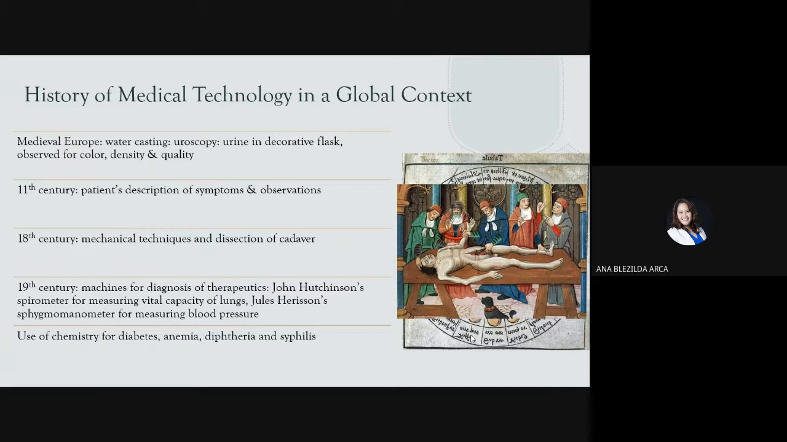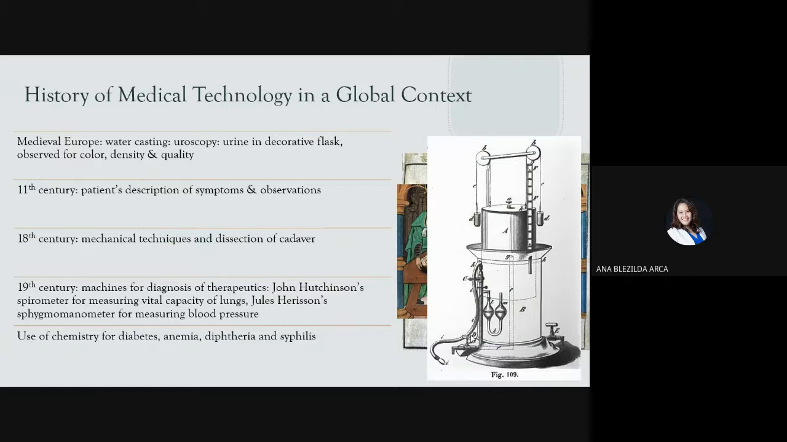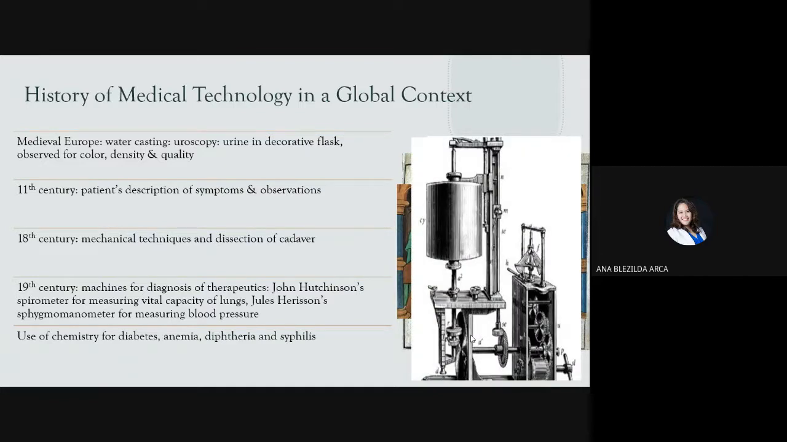And then during the 19th century, this is now the time of the machines. So dito nagsimula ang innovation. Okay, nagsimula na ang invention of the machines. The first is John Hutchinson's spirometer. This is it, that one, for measuring the vital capacity of lungs. They also have the Jules Harrison's sphygmomanometer for measuring the blood pressure. And also during 19th century, this is now the time they recognize the importance of chemical analytes or chemistry tests for diabetes, anemia, diphtheria, and syphilis.